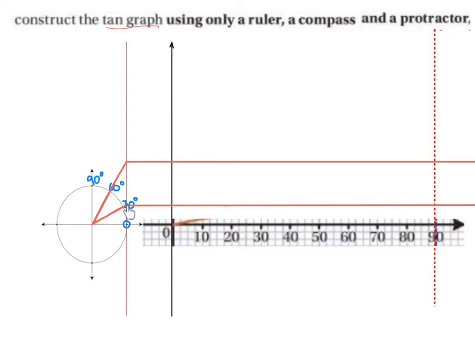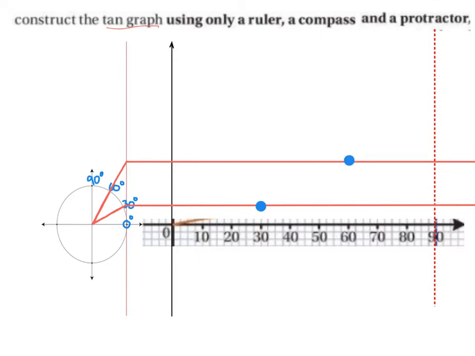Next, we're going to move along the first line that we've drawn that's parallel to the x-axis. So this came from the angle 30 degrees. So we're going to go along as far as 30 degrees and we're going to plot a point on that line. Then we do the same with the next line. So this came from the angle 60 degrees. So we go along the line until we get to 60 degrees and we plot a point.